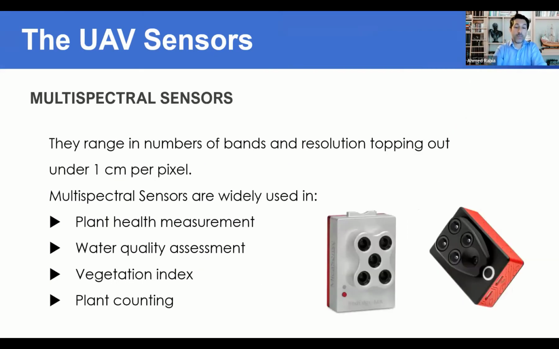The multispectral sensor has more bands, mostly 5 in most cases. You have the normal 3 bands, the blue, green, red, and then you have the near infrared band, and then the red edge band. So with these 5 bands, you can do more applications, more analysis, and calculate more indices for the analysis. That's why we can use these sensors for plant health management, for water quality assessment, for creating vegetation indices, and of course for plant counting, also like the RGB, but in this case, you will use different indices or different calculations.